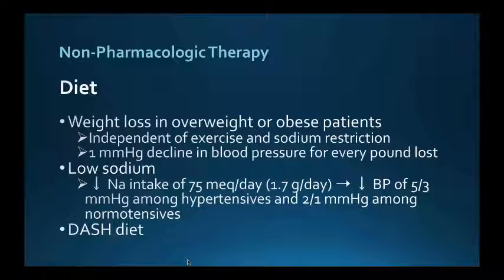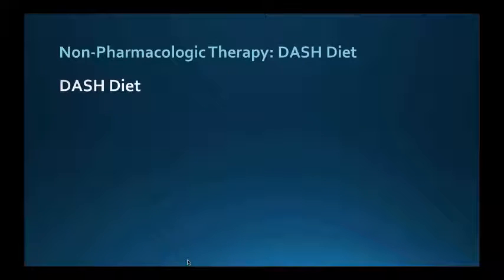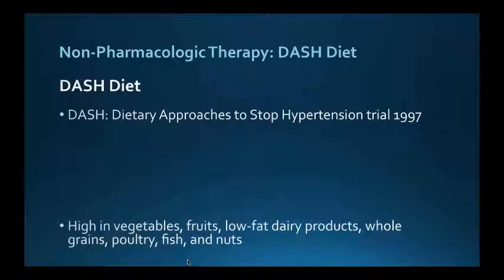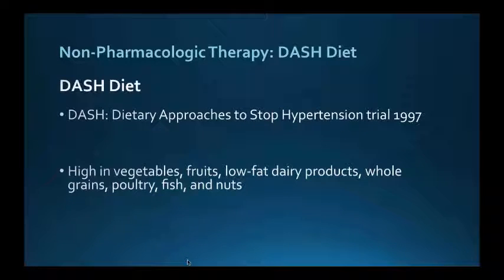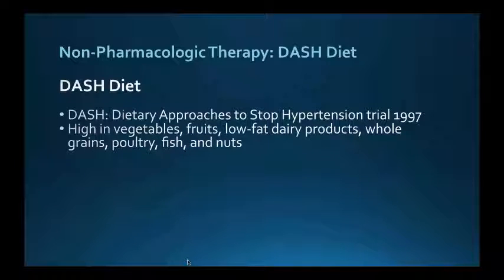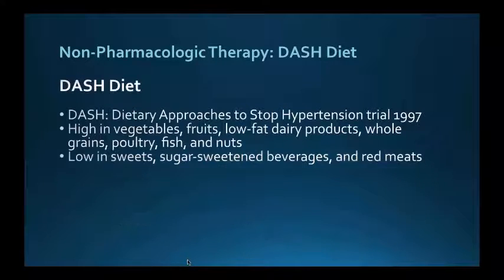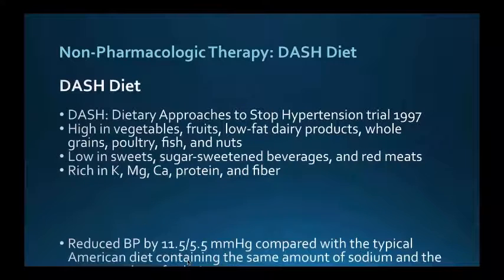Next, I want to spend a little time on the DASH diet. The DASH diet is a diet used in the Dietary Approaches to Stop Hypertension trial in 1997, which enrolled 459 adults with systolic blood pressure less than 160 and diastolic blood pressure less than 95. The DASH diet was high in vegetables, fruits, low-fat dairy products, whole grains, poultry, fish, and nuts. It was low in sweets, sugar-sweetened beverages, and red meats. It was rich in potassium, magnesium, calcium, protein, and fiber.